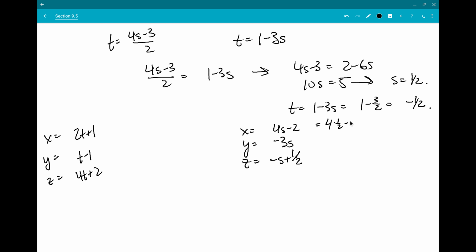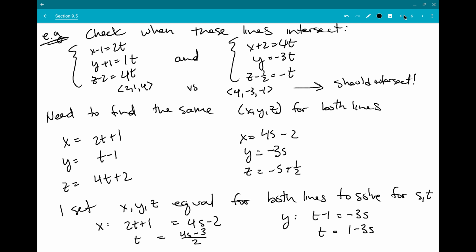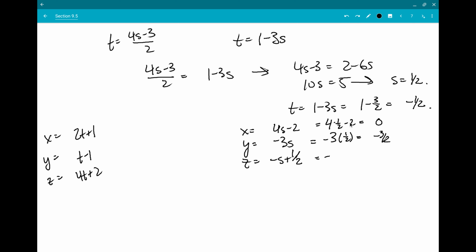So when I plug in my s equals 1/2, I get 4 times 1/2 minus 2, which is just 0. Minus 3 times 1/2 gives me minus 3/2. And minus 1/2 plus 1/2 will give me 0 again. So s equals 1/2 gives me the point (0, -3/2, 0).